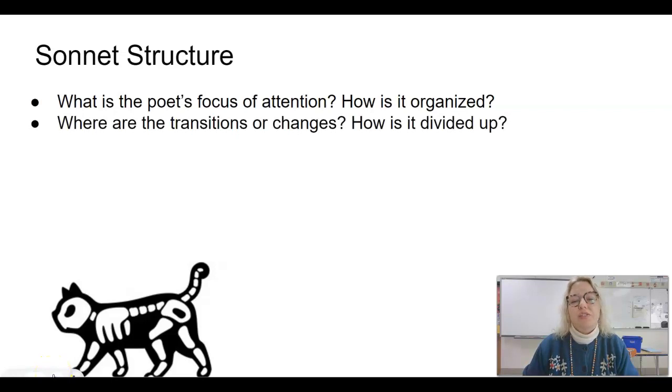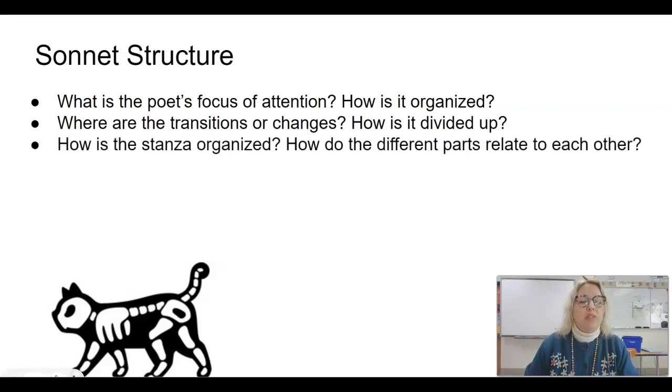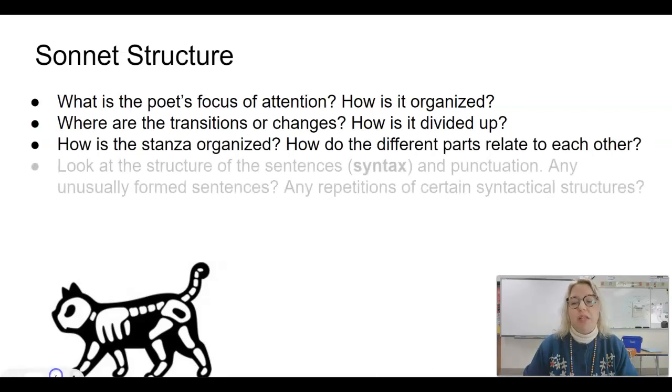Where are the transitions or changes? How is it divided up? Again, the form is going to signal you on some of these, and some of them it won't. Some of them will defy the traditional form. How is the stanza organized? How do the different parts relate to each other?